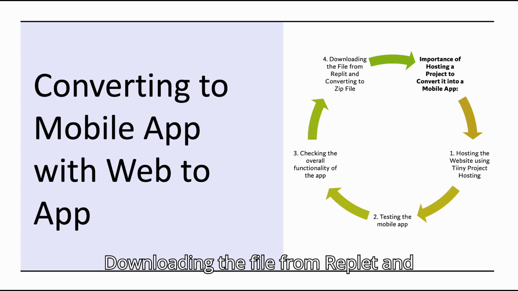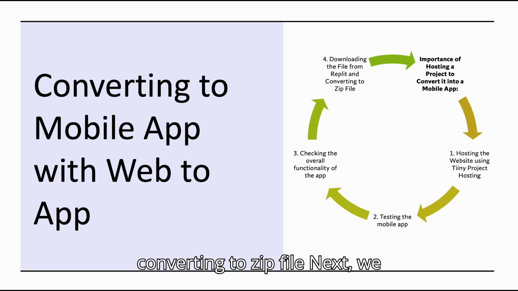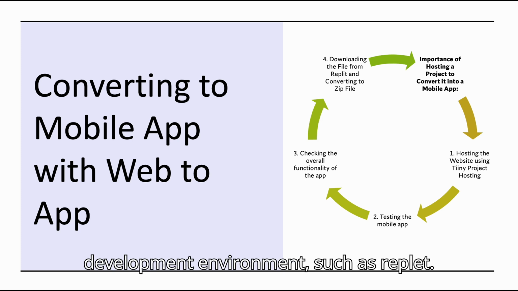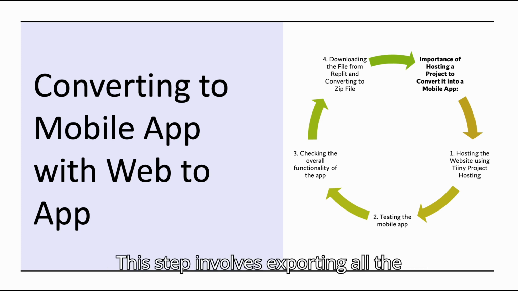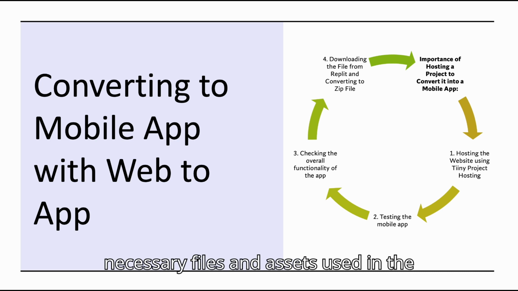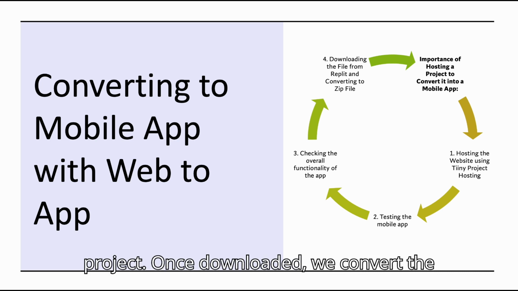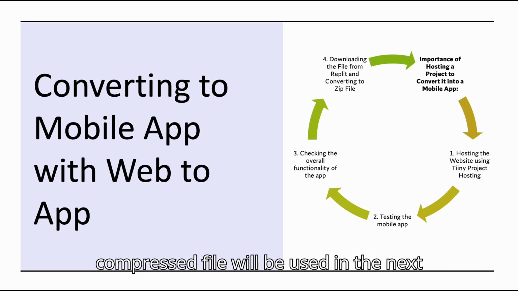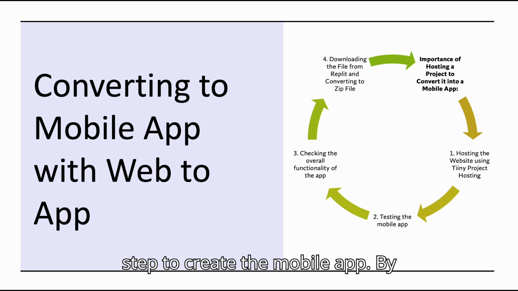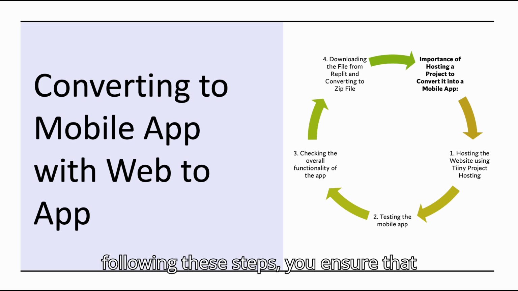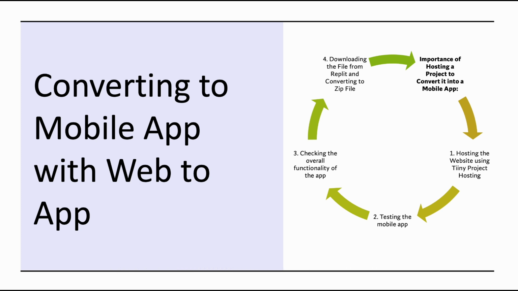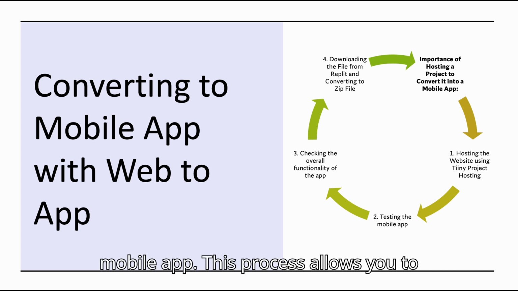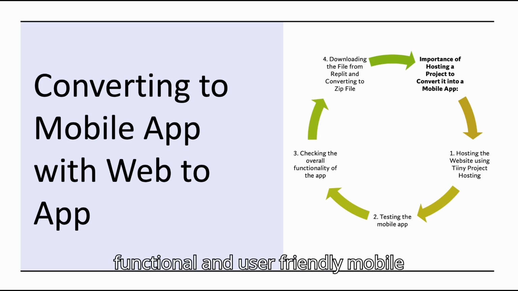Downloading the file from Replit and converting to zip file. Next, we download the entire project from our development environment, such as Replit. This step involves exporting all the necessary files and assets used in the project. Once downloaded, we convert the project into a zip file format. This compressed file will be used in the next step to create the mobile app. By following these steps, you ensure that your web project is properly hosted, tested, and packaged for conversion into a mobile app. This process allows you to leverage web-to-app tools to create a functional and user-friendly mobile application from your existing web project.